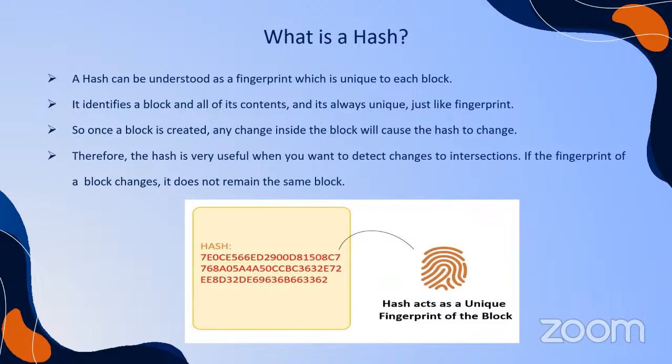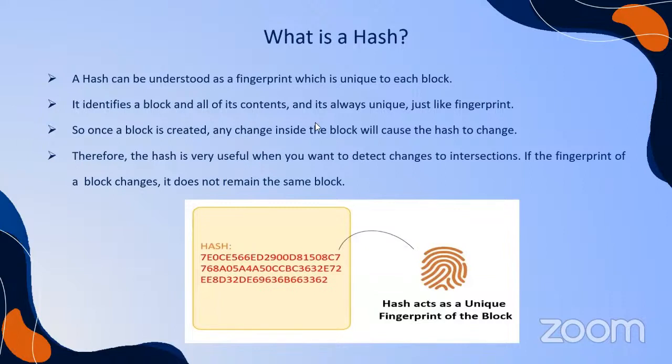Go ahead, please. A hash can be understood as a fingerprint which is unique to each block. We can receive variable types of input but always receive a fixed output value. So we identify the block and all of its content, which is always unique, just like a fingerprint. Therefore the hash is very useful when you want to detect changes. If the fingerprint of the block changes, it is no longer the same block.